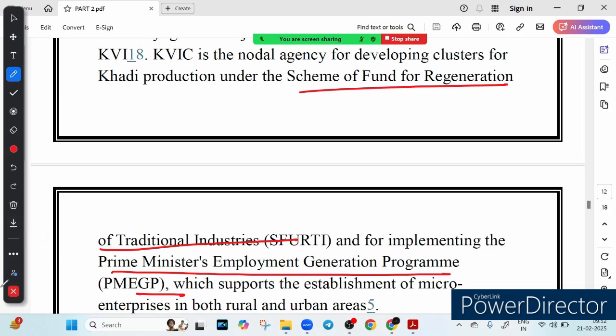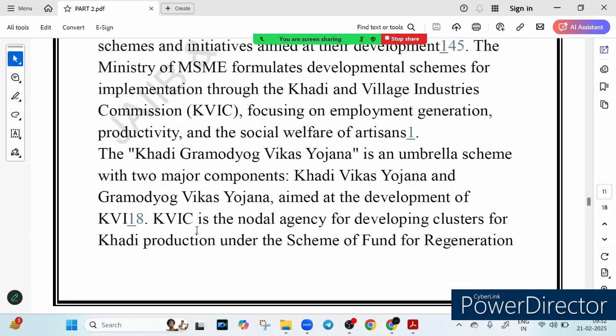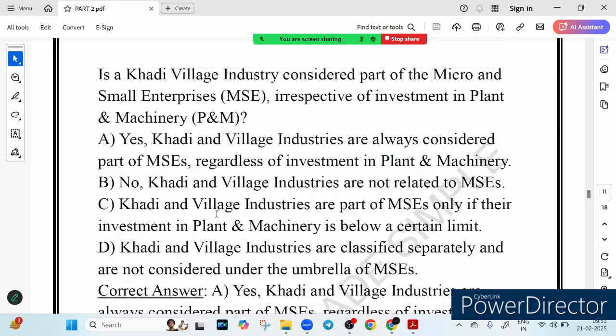So they are always considered part of the MSE, no matter whatever they have invested in plant and machinery, right? So there is a Khadi Gramodyog Vikas Yojana. It is an umbrella scheme under two major components, Khadi Vikas Yojana and Gramodyog Vikas Yojana, aimed at development of KVI. You should know this because a question may be asked, right?